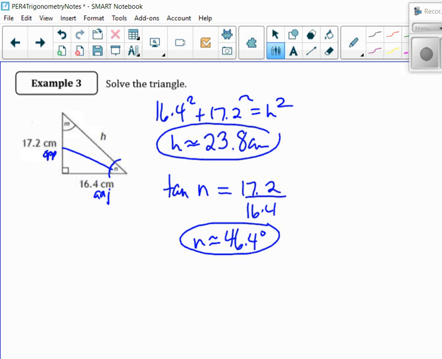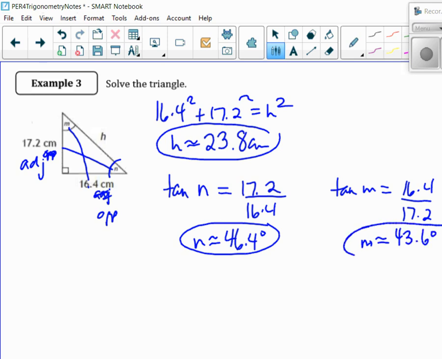Okay, so now technically it is way easier just to go 90 minus that. But let's just do it using the given information here. So if I figure out m, this is going to be my opposite, and this is going to be my adjacent. So I'm going to do it again and figure out m. So opposite is 16.4 divided by 17.2. And again, because we're rounding to the nearest tenth, we're not going to be off if I would have used that. So 43.6 degrees. Yes? Okay, try the last one.